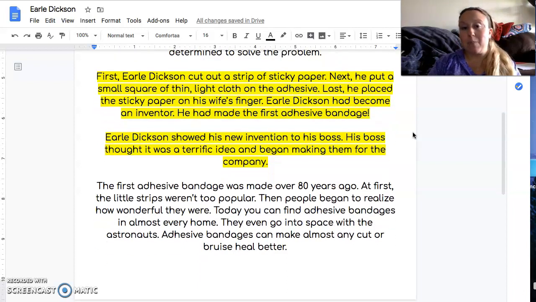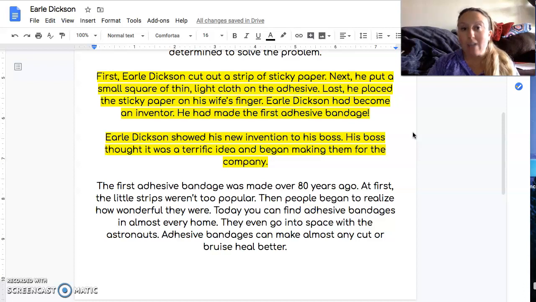The first adhesive bandage was made over 80 years ago. At first, the little strips weren't too popular. Then, people began to realize how wonderful they were. Today, you can find adhesive bandages in almost every home. I bet they're even in your home. You might even have one on your fingers now. Maybe your toes. They even go into space with the astronauts. Adhesive bandages can make almost any cut or bruise heal better.